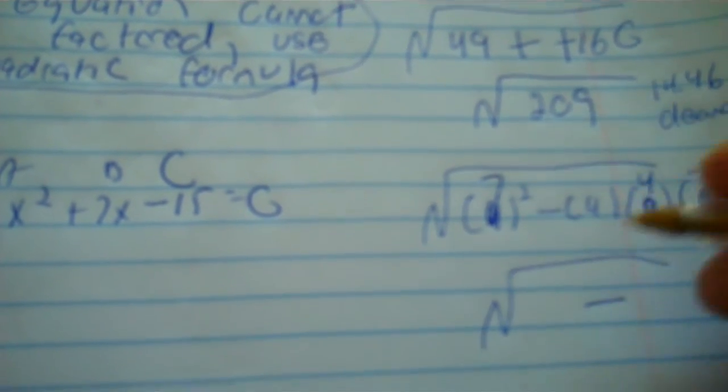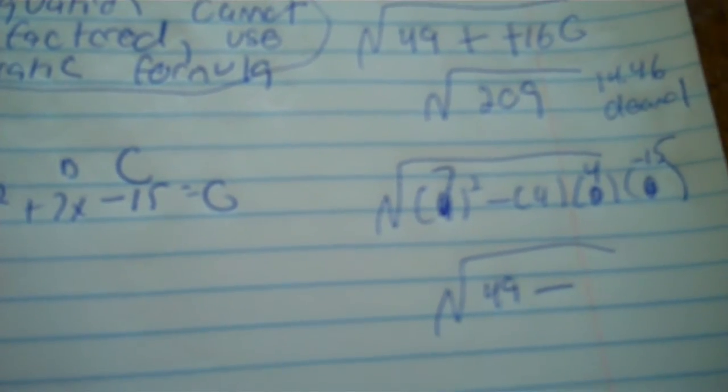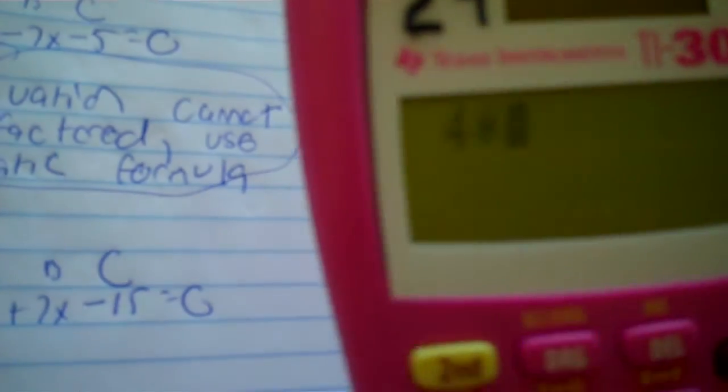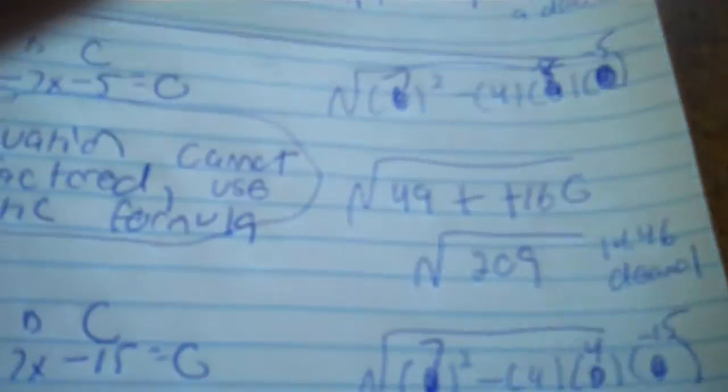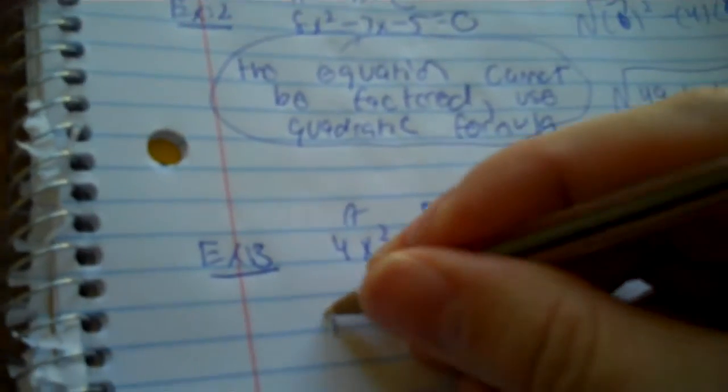Okay, so 7 times 7 is 49. That's always going to be a positive in front of that. 4 times 4 times negative 15 is negative 240. So I add that, it's 289. Now I'm going to find out what the square root of 289 is on my calculator. Okay, 17. That's not a decimal, so the equation can be factored.